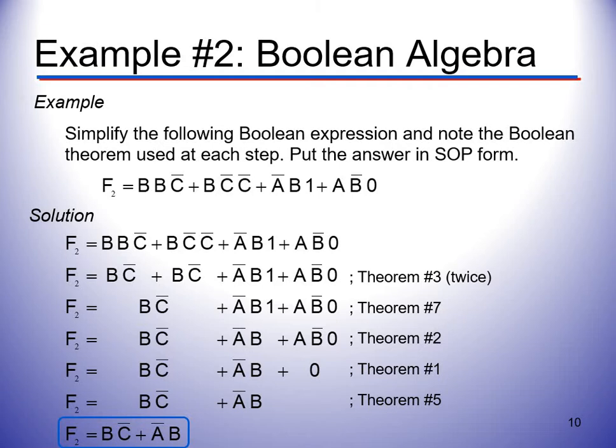So the B, C bar, B, C bar, now there's 2 of those, right? There's a B, C bar or a B, C bar. If there's 2 of those, anything ORed with itself is just itself. So we can eliminate that, all right? So where it says theorem number 3 twice, that's really what we're doing, okay? You have B, C bar or B, C bar. Since they're ORed, they become just B, C bar, okay? And we walked through the other ones. So the final answer here is just B, C bar or A bar, B.